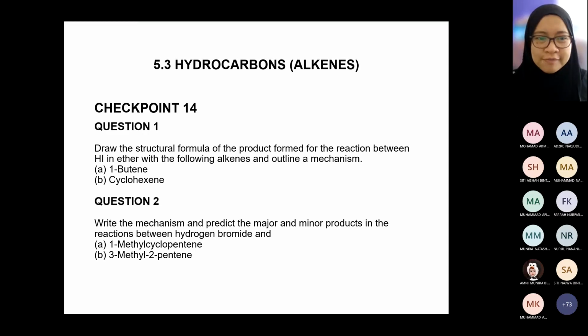Question 1. Which one do you want to do? Draw the structural formula of the product formed from a reaction between HI in ether with the following alkenes and outline a mechanism. Okay, all of them ask for a mechanism. Because when there's a mechanism, you have to be careful. Most likely, in the exam, there should be at least one mechanism coming out. Only we don't know which one. Because we have many. One or two mechanisms will come out. Once one or two come out, all the others ask you to name the product formed, draw the product formed, name the reagent.